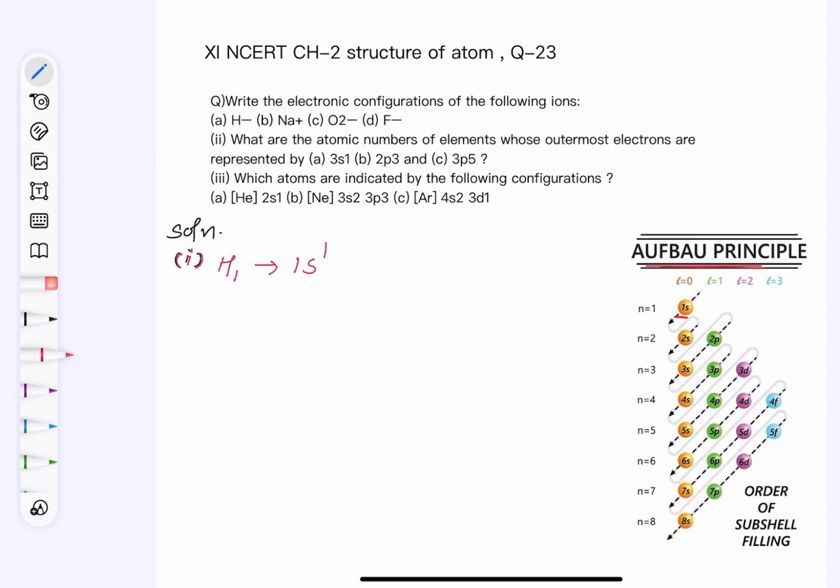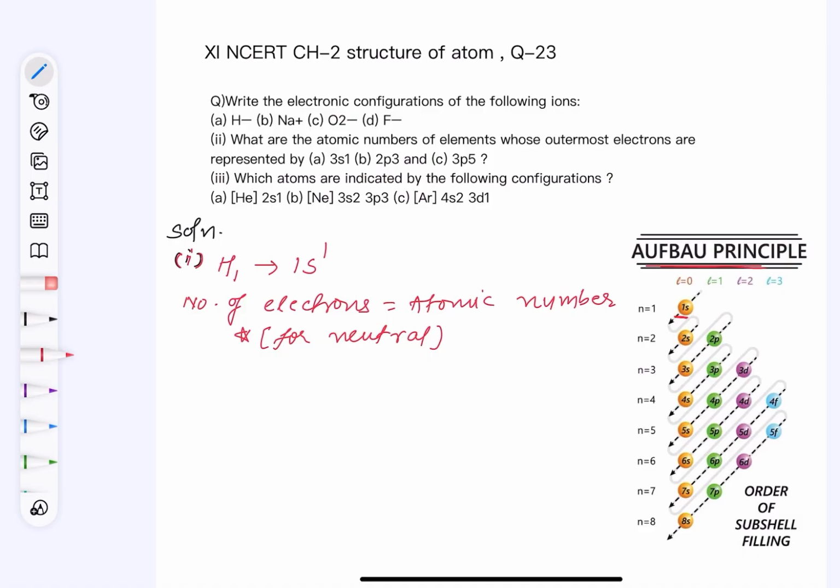Now here students, let us understand that the number of electrons in a neutral atom is equal to the atomic number of the element. This is for a neutral atom. So for hydrogen, the number of electrons is 1, the atomic number is also 1, so the configuration is written as 1s1.